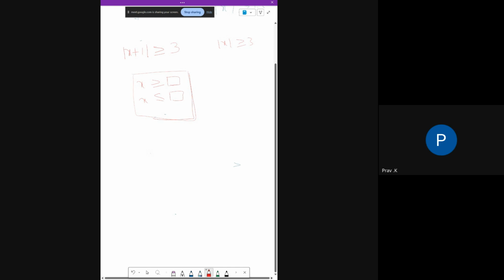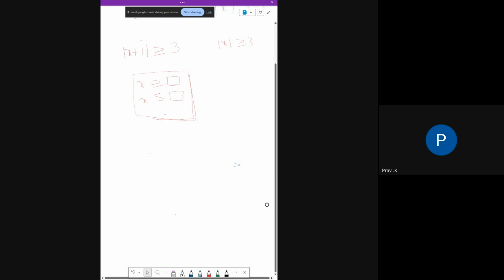Again, just waiting for an answer from Athar, I think. Athar says x is greater than 2, x is less than or equal to -2. Okay, yeah, cool. So I think most of you are right. I'll also show how to solve this.